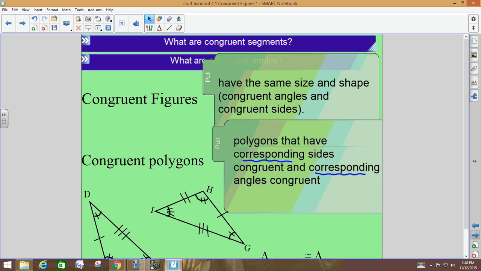Difference? Women. They have a figure. Women have curves. That's how I remember it. Figures and curves go together. Polygons, nothing. They're all segments.